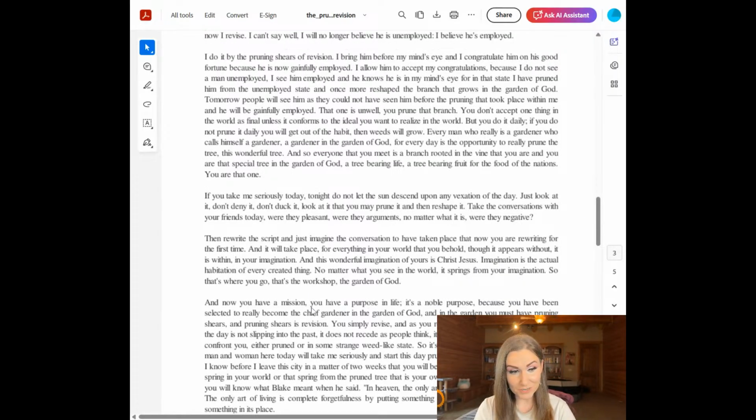And now you have a mission. You have a purpose in life. It's a noble purpose because you have been selected to really become the chief gardener in the garden of God. And in the garden, you must have pruning shears. And the pruning shears is revision. You simply revise. And as you revise the day, you repeal the day.